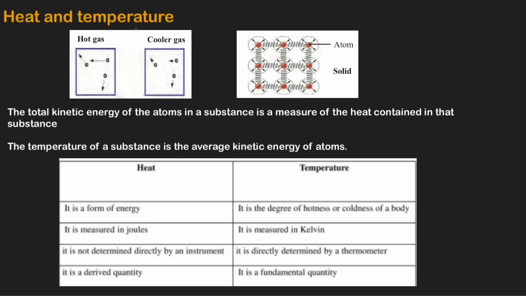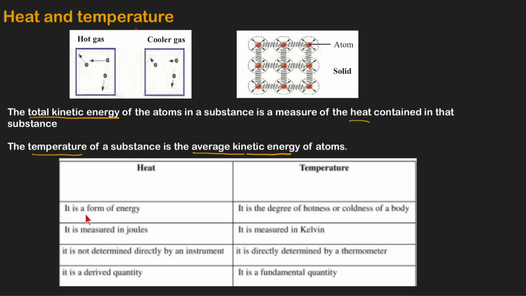There is a small difference between heat and temperature. Here I can show that the total kinetic energy of atoms in a substance is the measure of the heat contained in that substance, and the temperature of the substance is the average kinetic energy of the atoms. As you see here, the total kinetic energy of atoms is the heat, and the temperature is the average kinetic energy.